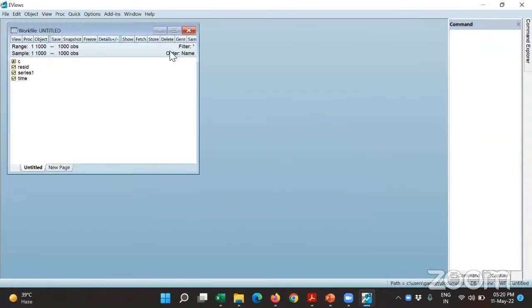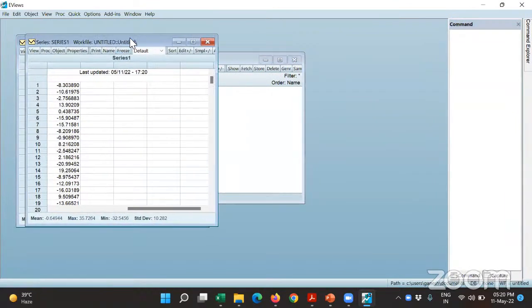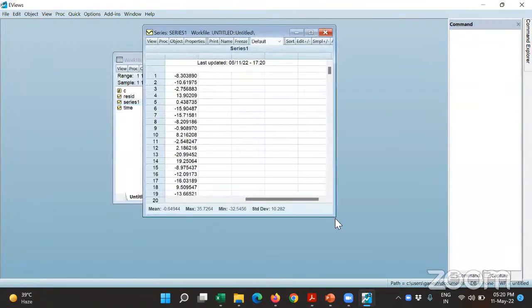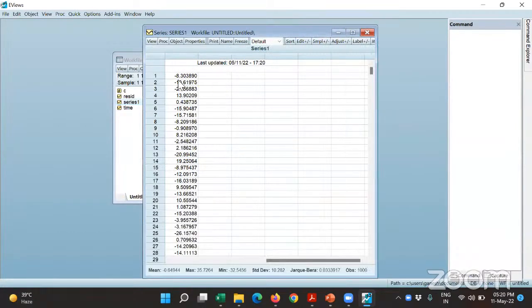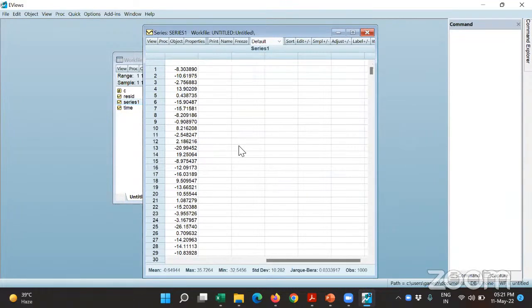So I have taken the data set and imported it in an EViews file, and this is the data set I have. The same data set, from observation number 1 to observation number 1,000, I've successfully imported into EViews. Now I have this data, and I want to understand the nature of this data set itself.